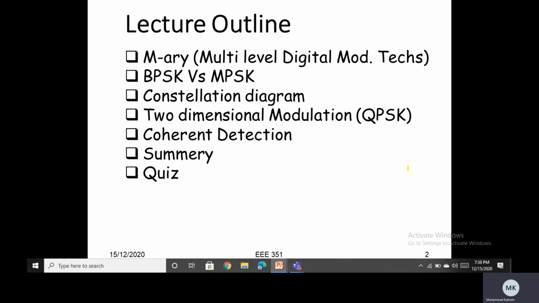The lecture outline comprises M-ary, meaning multi-level digital modulation techniques. We will compare BPSK versus MPSK. We will talk about constellation diagram, two-dimensional modulation, QPSK, the transmitter side of QPSK, coherent detection, summary, and the quiz.